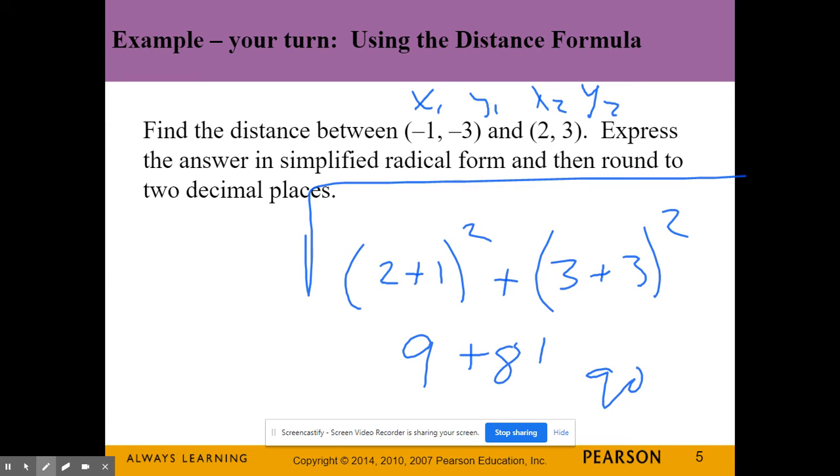So you have the square root of 90, which if you want to simplify the radical, you could, but it's asking you to round it anyway. So let's see what that is. And that's going to round to 9.49, when you round it to 2 decimal places. Okay. If you were to get simplest radical form, you take a 9 out and it would be 3 root 10. But again, it was asking for a decimal.